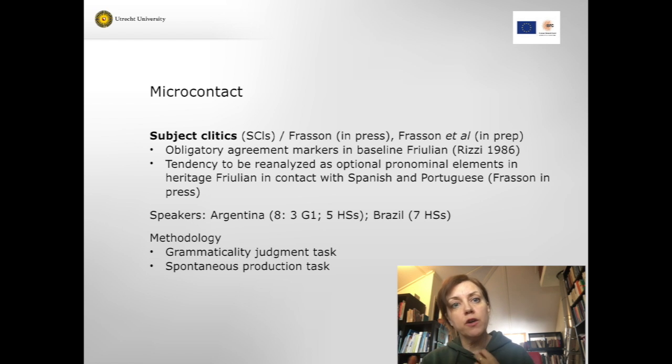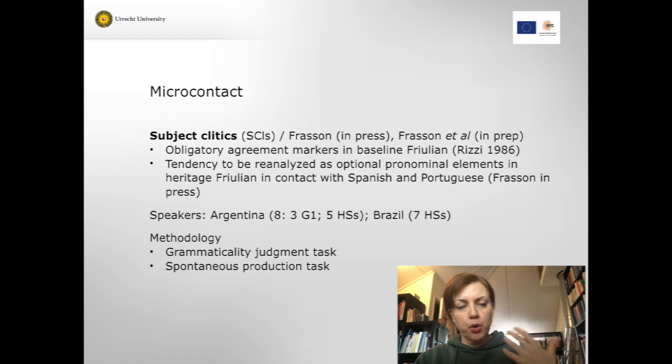But Frasson, who is a member of the project, showed that subject clitics in Friulian spoken in Brazil have a lot of pronominal behavior. They behave like pronouns mainly. So the subject clitics have turned, or are slowly turning, into real, full-fledged pronouns. We looked at speakers of these varieties in Argentina and in Brazil. First generation, we could find very little, but we have an idea.